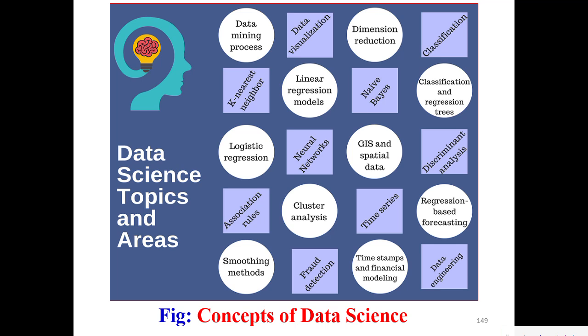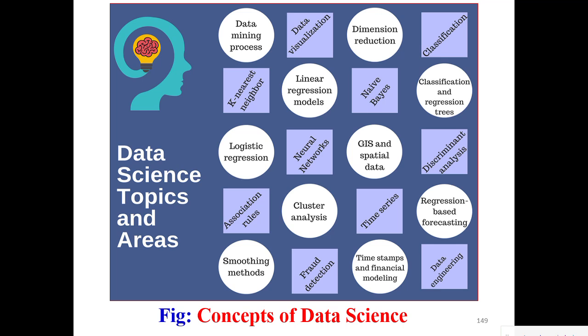Then GIS and spatial data is nothing but geographical information system and spatial data. Through radar and through satellite we are taking the images. Those images we are processing, we are doing segmentation, classification, rendering, etc. That comes under GIS and spatial data.